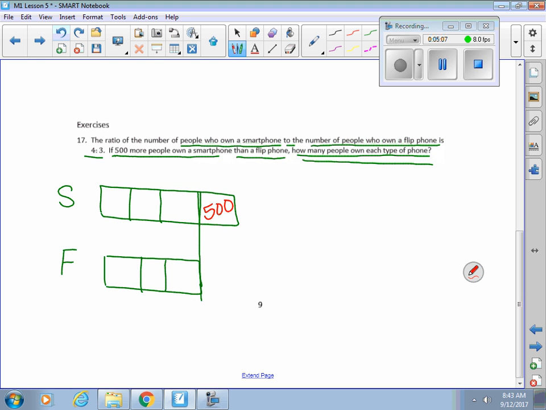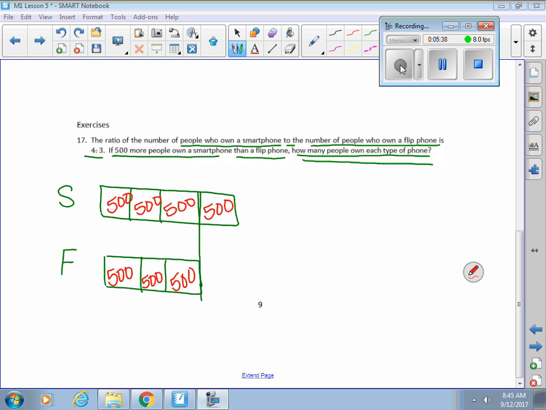So if 1 unit is worth 500, what is every other unit worth? 500. Once we find the value of 1 unit, we can figure out that all the units are the same value, so they're all worth 500. Okay? So go ahead and fill that into every box. We have to answer the question, how many people own each type of phone?